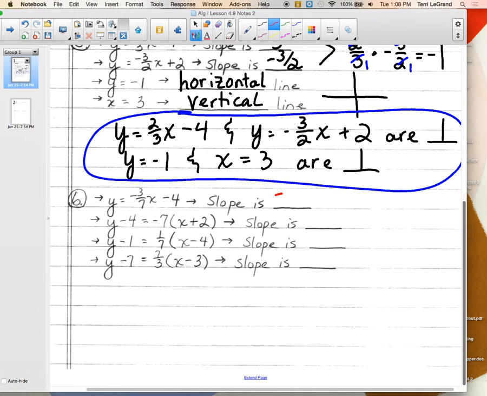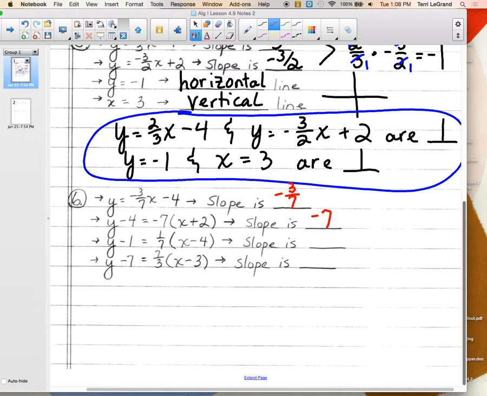-3/7. What is x being multiplied by? It's in slope-intercept form. We know that whatever's in front of x is our slope. What's the slope of the next one? -7. That one is in what form? Point-slope form, but we don't need to rearrange it because we could care less about the y-intercept today. We only care about the slope today.